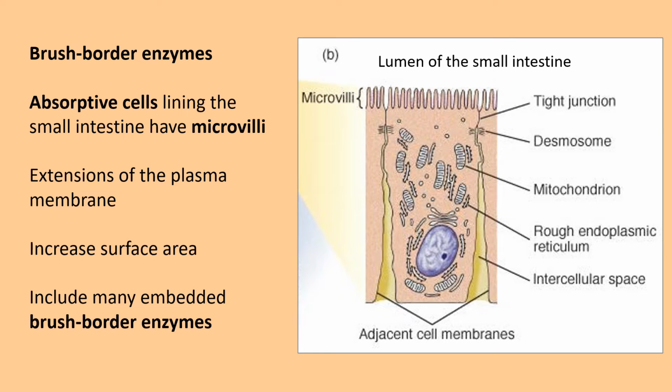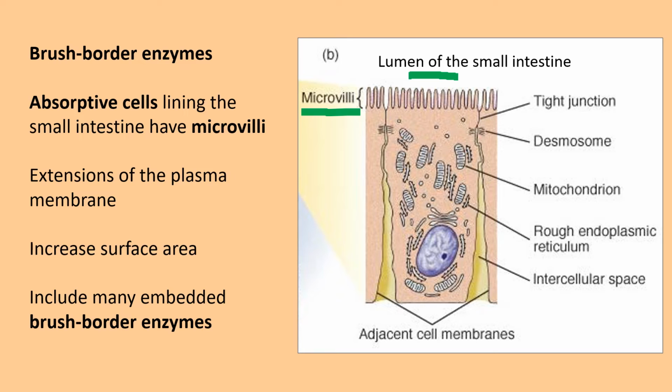Here we're looking at what's called an absorptive cell that is part of the mucosa or the lining of the small intestine. And these absorptive cells, importantly, they have microvilli. Microvilli are sometimes described as finger-like projections of the plasma membrane. So this is the apical cell surface. It's lining the lumen, and that's where the food material is.